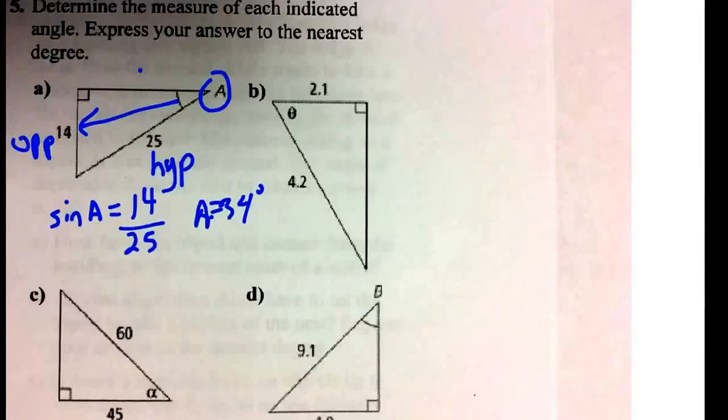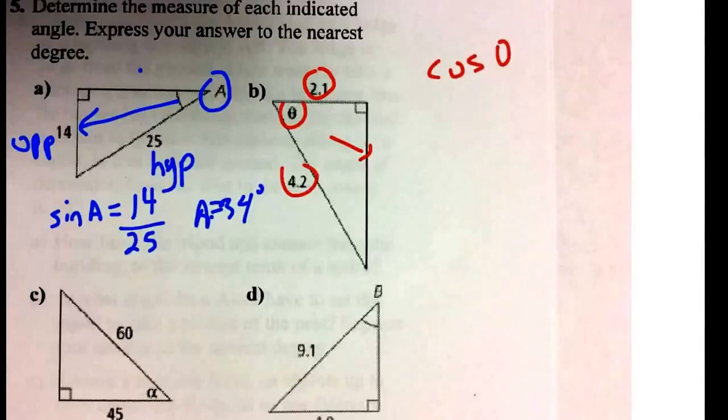So for this one, let's look at angle here. So our opposite, we don't know, so it's not going to be opposite, so that means it has to be cosine. So our cosine is adjacent, 2.1, over hypotenuse. So it works the same way. So we have cosine of the angle would be 2.1 over 4.2.